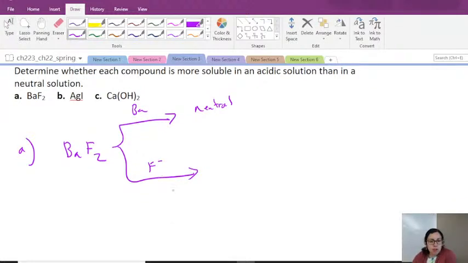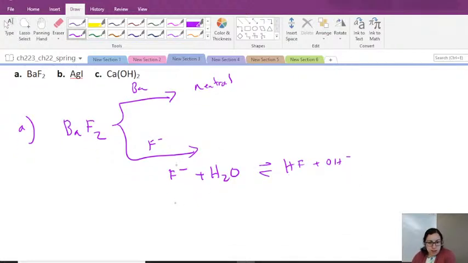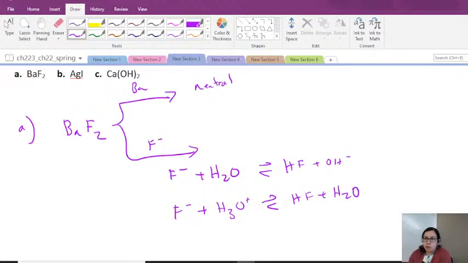Let's draw that reaction of making HF. So fluoride can react with water to form HF plus hydroxide, or if it's reacting with an acid solution, fluoride plus acid gives us HF plus water. And so what does this make fluoride? Acidic, basic, neutral? So basic. And so now we do have to worry about it.